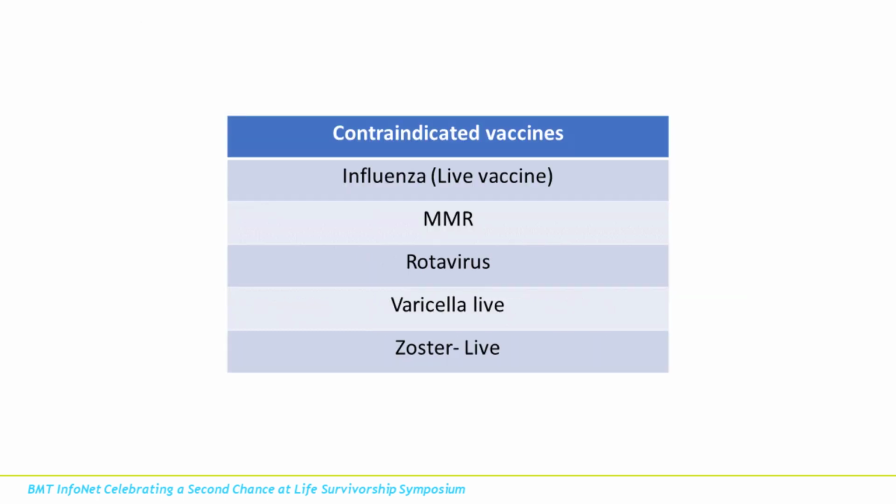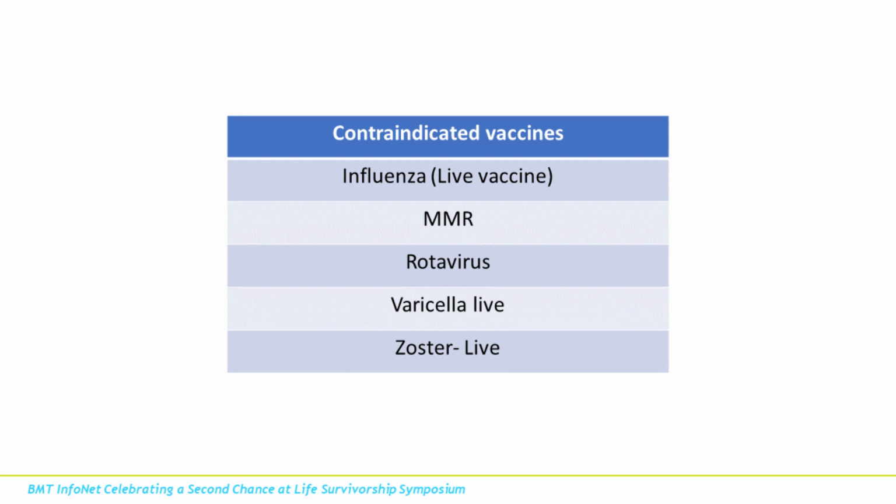Now, there's a list of contraindicated vaccines. I write this, and we'll talk a little bit about it right now. So any live vaccine can be very detrimental early on. For influenza, we have a non-live vaccine, so we prefer to give that.